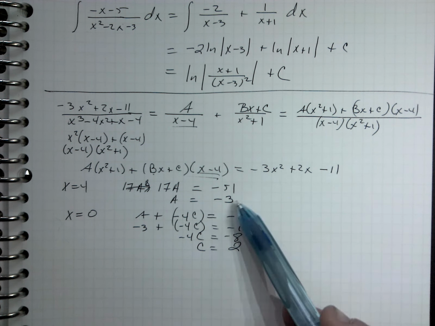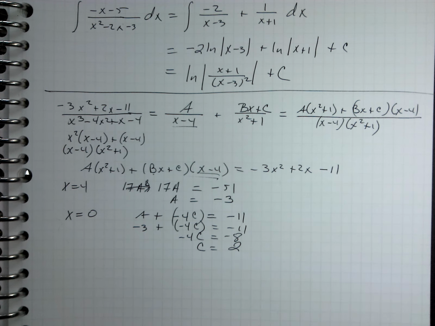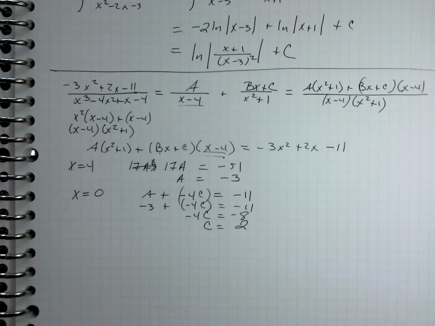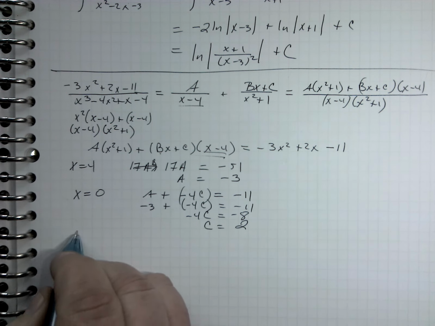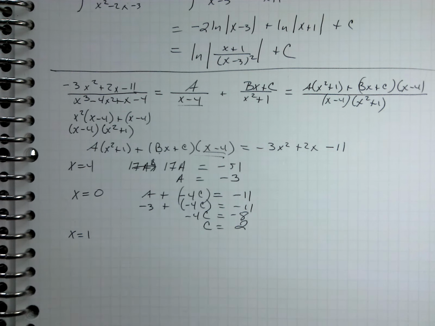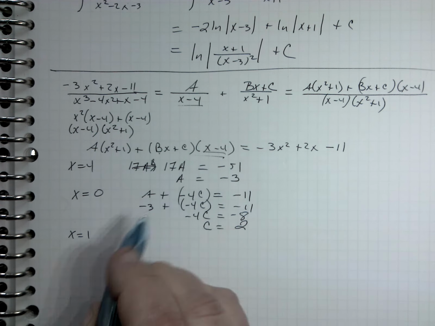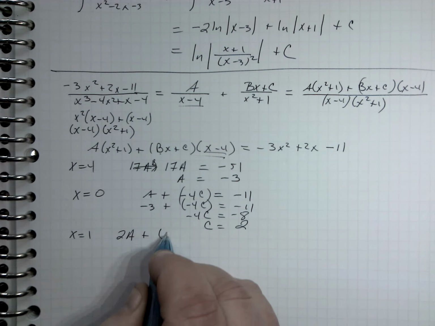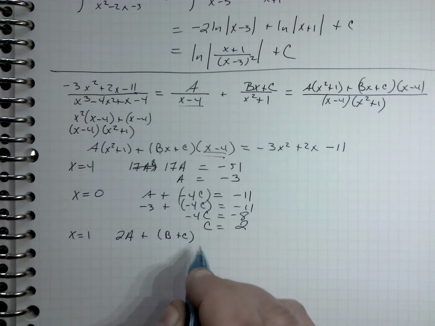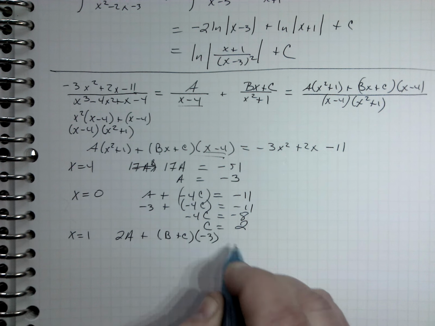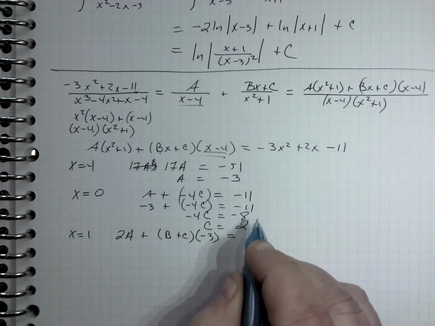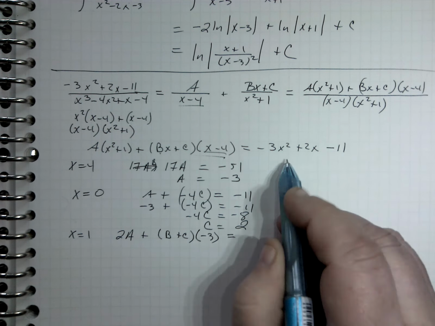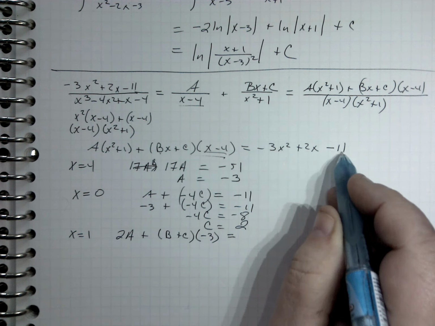Okay, so a is negative 3, c is 2. I need to figure out what b is. One last equation to figure out. Pick your favorite number, but don't go crazy because then it'll be obnoxious. I like, let's say 1. 1's nice. So if I plug 1 into here, I'll get 2a plus b plus c times negative 3 is equal to, if I stick a 1 in here, I have negative 3 plus negative 12.